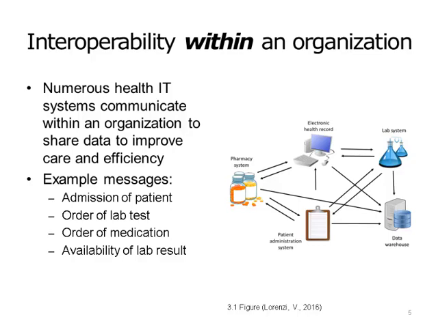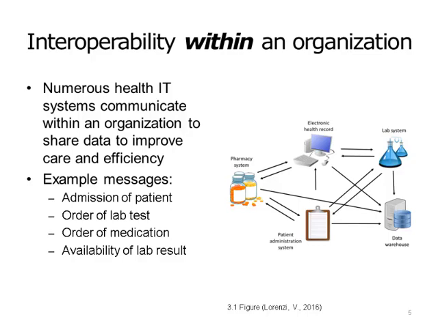This slide includes a diagram. On this diagram, we have a patient administration system, where a patient would be first recorded that they were admitted. That message might flow to the EHR, the hospital pharmacy system, the hospital laboratory system, and the hospital's data warehouse, as well as perhaps many other systems. On the EHR, a doctor may record a lab order. The lab order would flow to the laboratory system, as well as to the data warehouse.